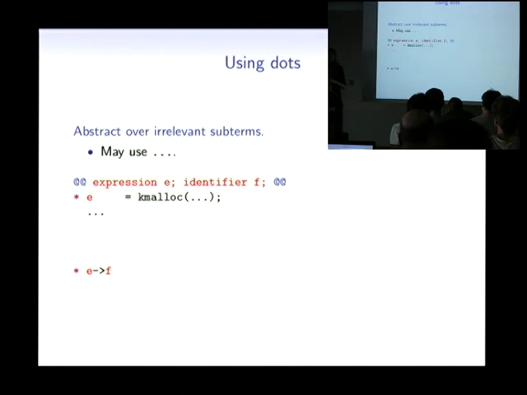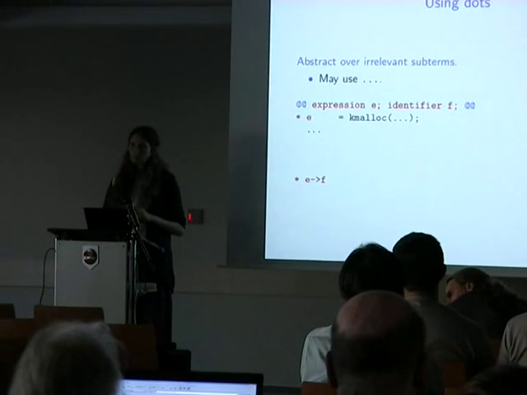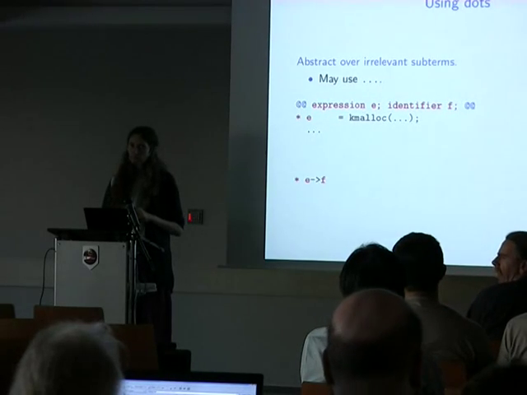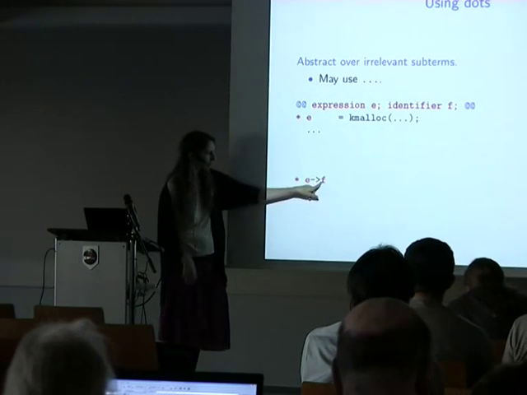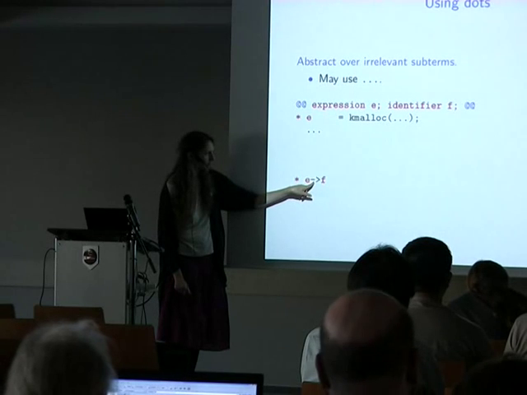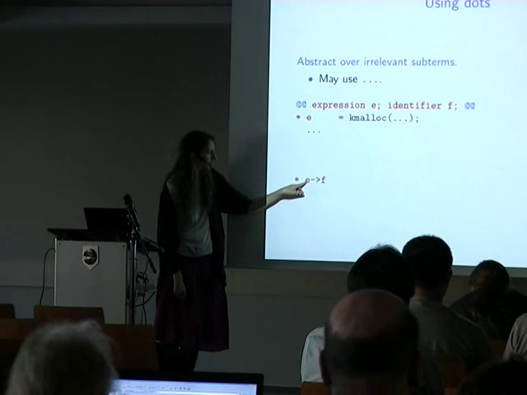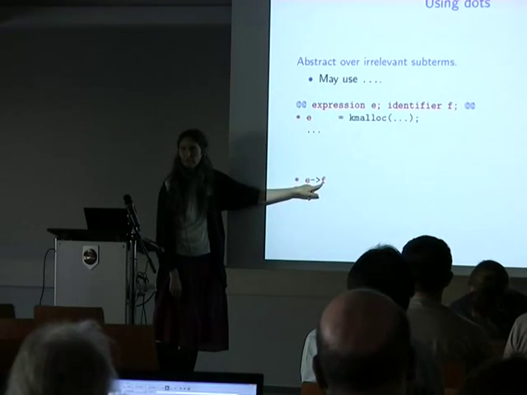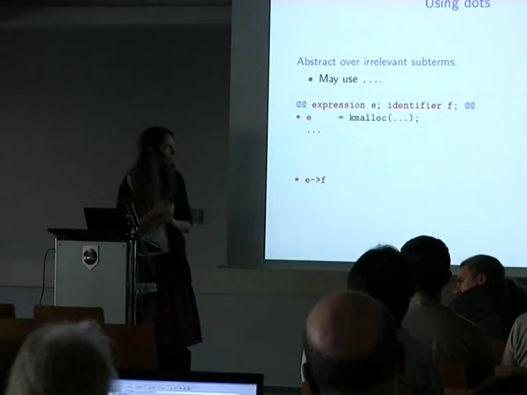Okay, any comments? How do you match the variable that gets passed to another function? Okay, so the question is, what happens if this e is passed to another function? How would I match that? Here I have an explicit dereference, but you're concerned that the dereference might not happen here. It might happen in some other called function.